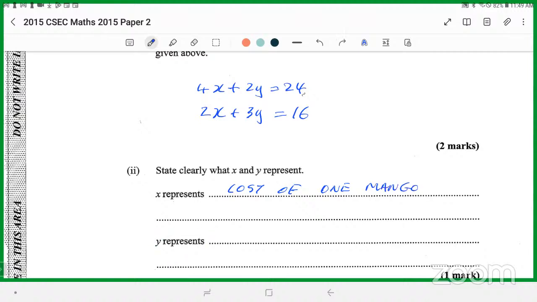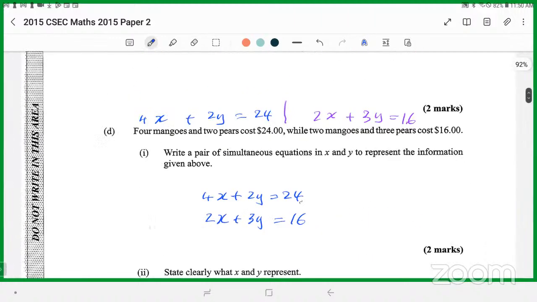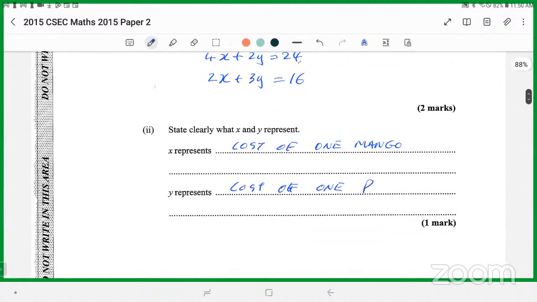What does Y represent? Cost of 1 pear. Just pear, right? Yeah, pear. Cost of 1 pear. Are you okay with that? Are you good? Yes, sir.